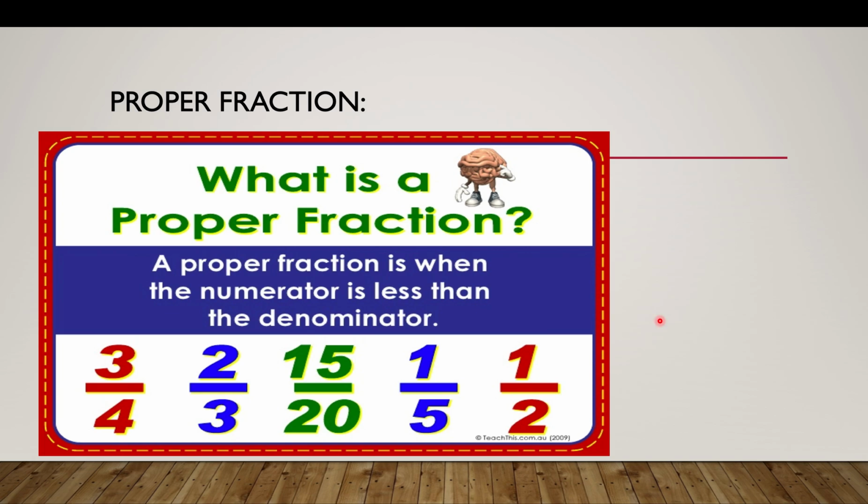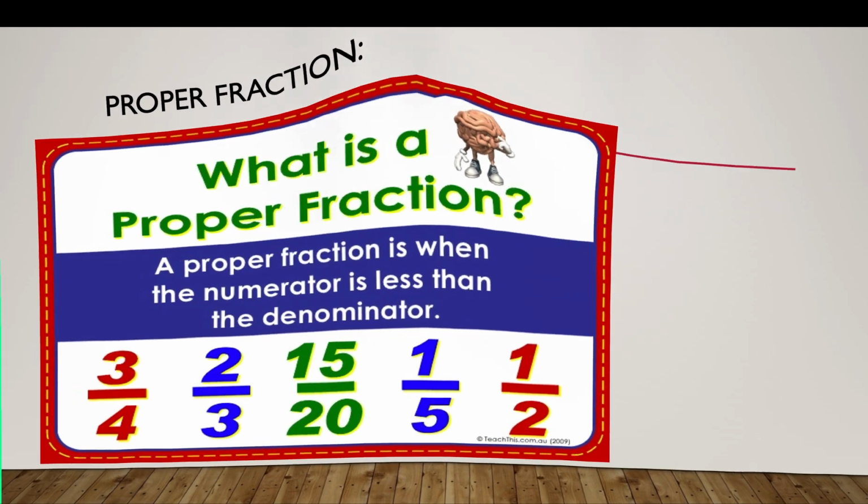What is a proper fraction? We say that a proper fraction is when the numerator, the number on top, is smaller than the denominator, the number at the bottom. A proper fraction is when the numerator is less than the denominator. For example, a half, 1/5, 3/4, 15/20, 2/3, which is 2 parts of 3, 3 parts of 4. Those are called proper fractions.